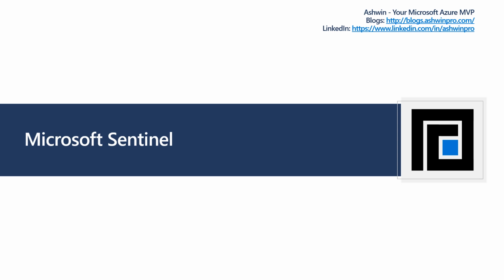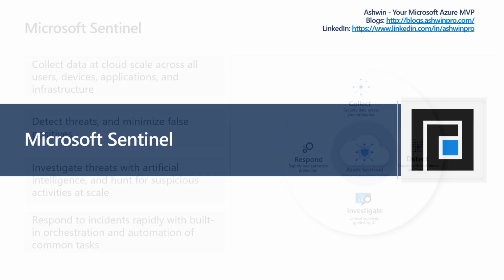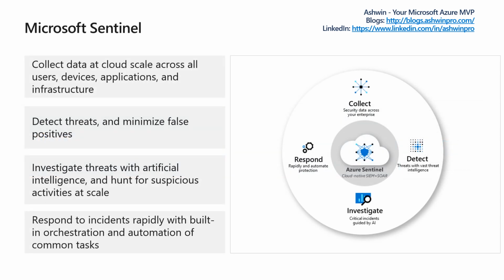So now you have an understanding of how an attack happens. Let's take a look at Microsoft Sentinel. Microsoft Sentinel is an SIEM and SOAR platform. That means it is a security information event management system as well as security orchestration automation response system. Now, the functionality of Sentinel can be better explained in 4 parts.